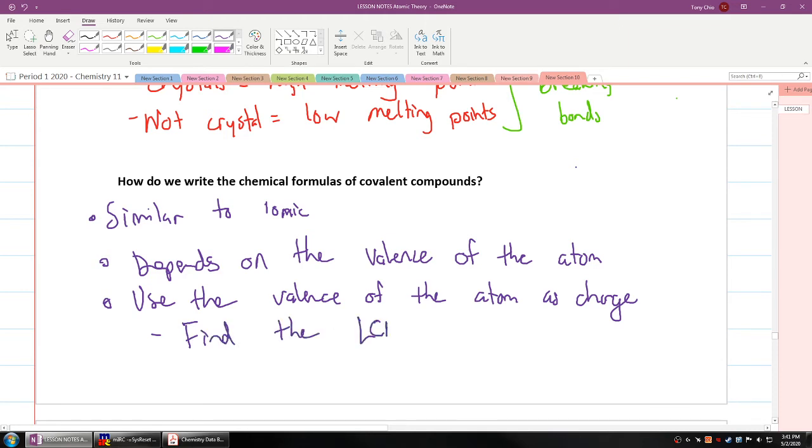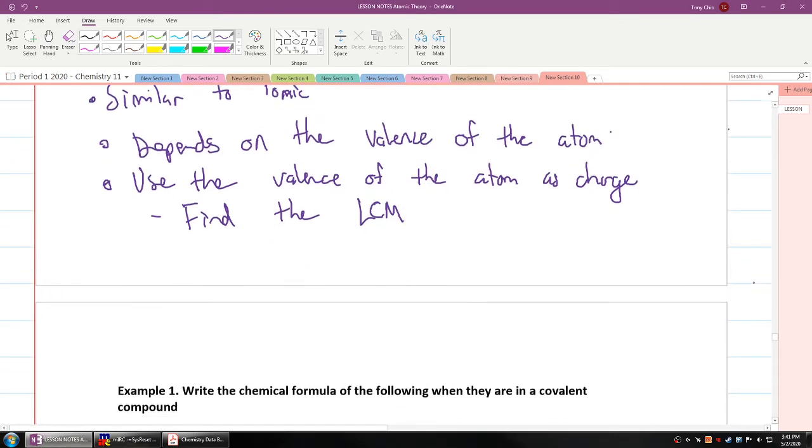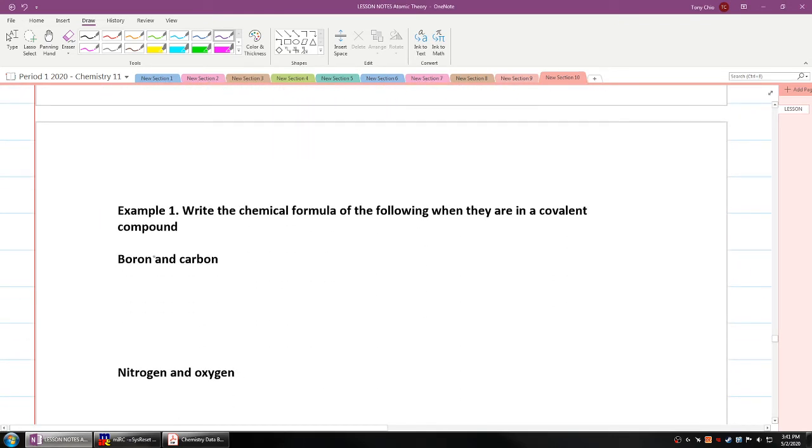Now, what is valence of the atom again? Well, valence of the atom is how many unpaired electrons an atom has. Usually this is related to its charge, but because there's no charge involved in covalent, we call it the valence of the atom. So let's take a look. If you drew the Bohr models of each of these, you would see that boron would look like this, the Lewis structure of it. And carbon will look like this. So because of these, you guys see that boron has a valence of the atom of 3, and carbon has a valence of the atom of 4.